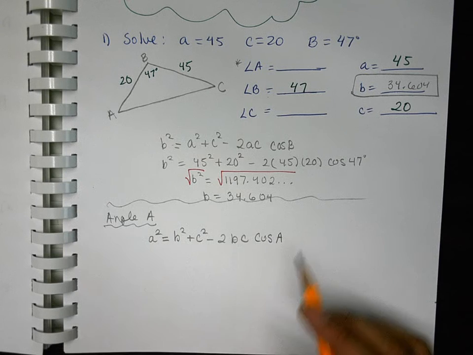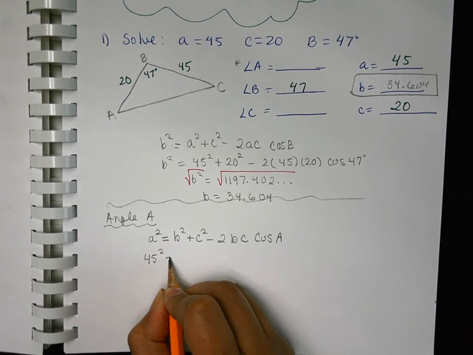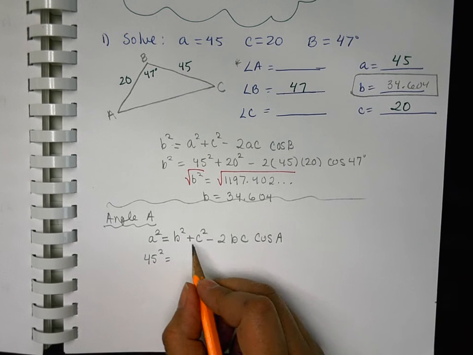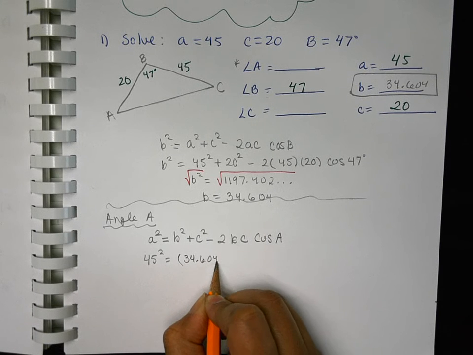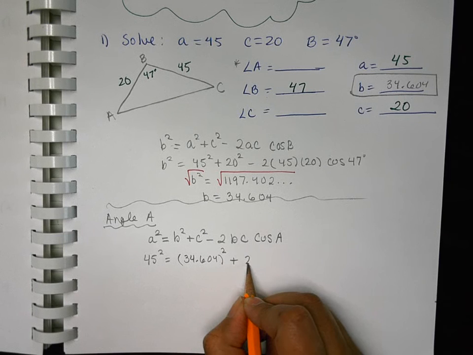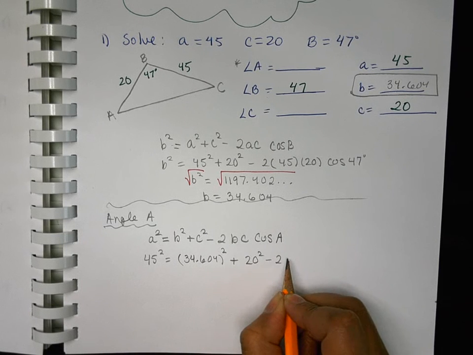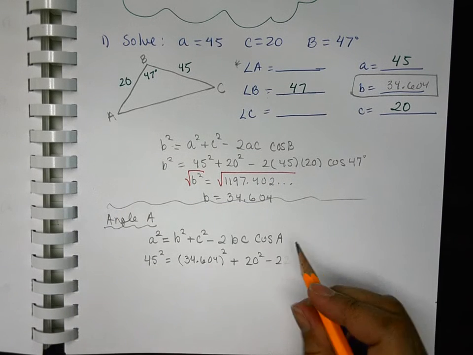Okay, let's go ahead and start to plug things in. What is A? 45 squared equals B. Yes, we have to work with that number. There's no way around it. But this time you can use the rounded, and that is okay. Plus C squared minus 2. And yes, I know it's going to look funny and messy, but it is what it is.